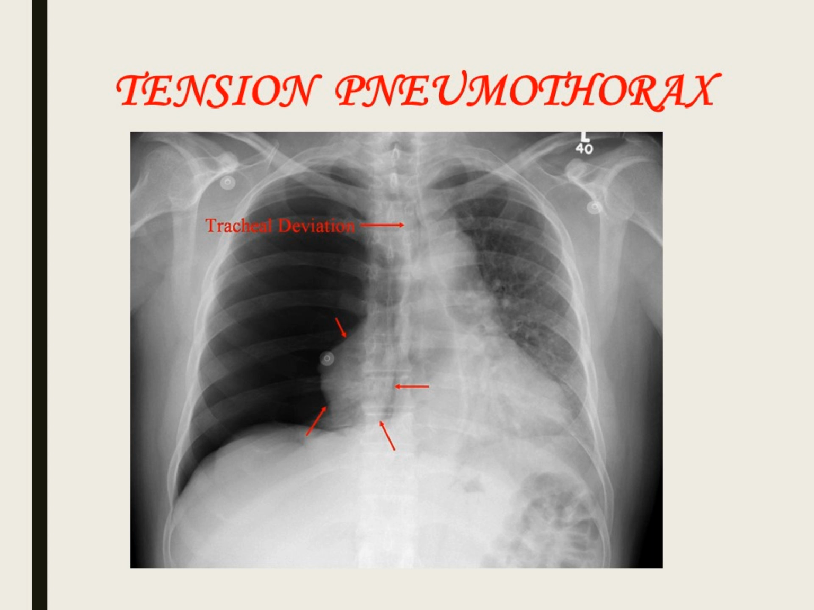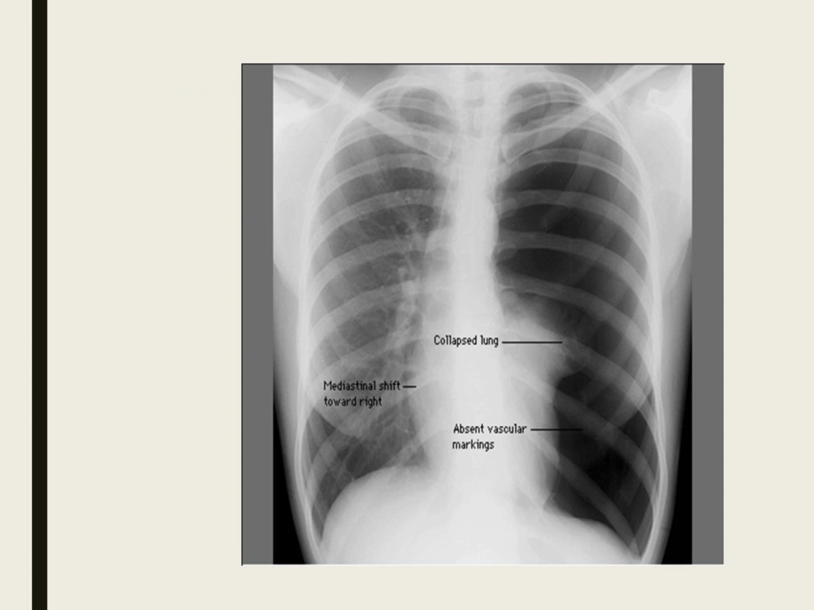So, tension pneumothorax. So, a slightly different example of this stuff. As I mentioned, this is a right-sided pneumothorax, collapsed lung here, absent vascular markings, mediastinal shift to the other side. Okay. I could have taken the other X-ray and just flipped it around, it would be the same.